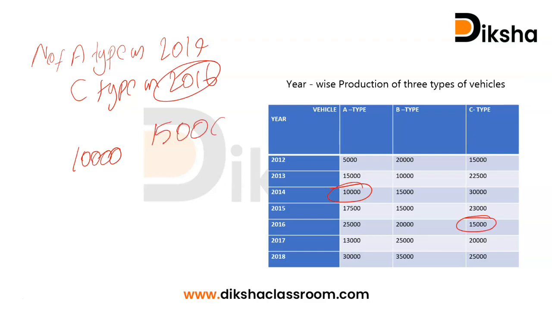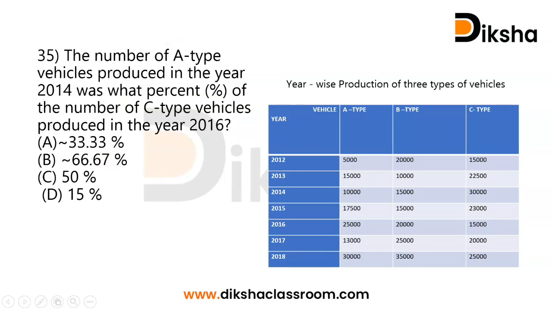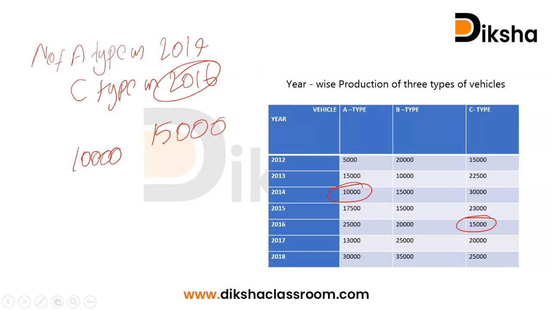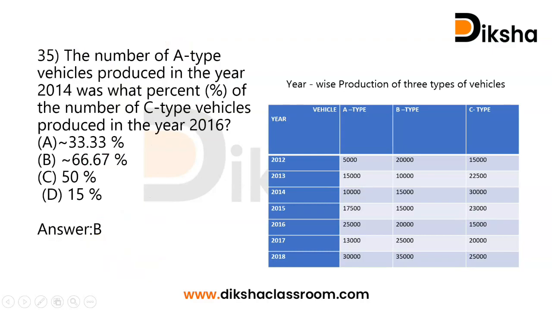So we want to find 10,000 is what percent of 15,000, because that's what has been asked in the question. So you have 10,000 by 15,000 into 100. These get cancelled, and you get the answer as 66.66, or approximately 66.67. It's an easy one, because it's all about 10,000 being what percent of 15,000.